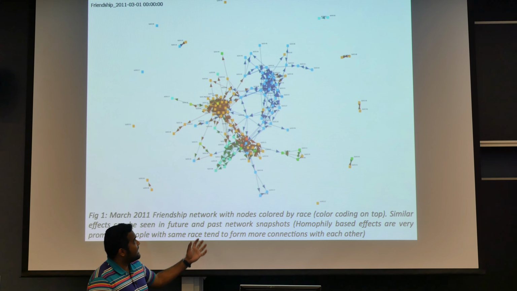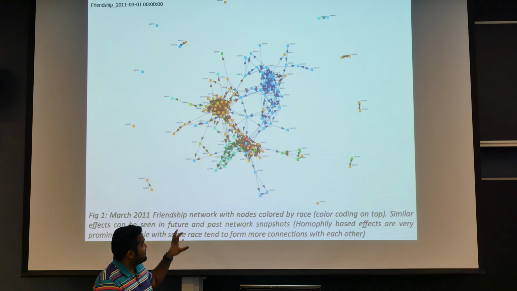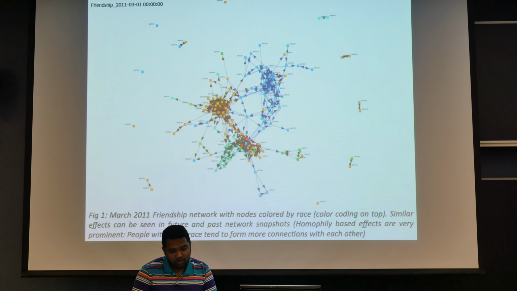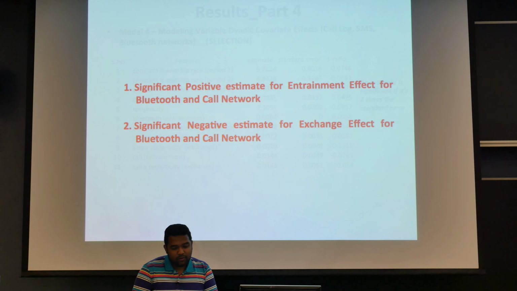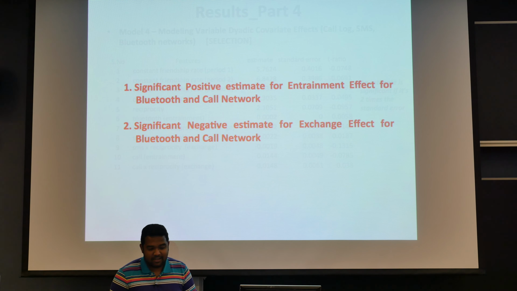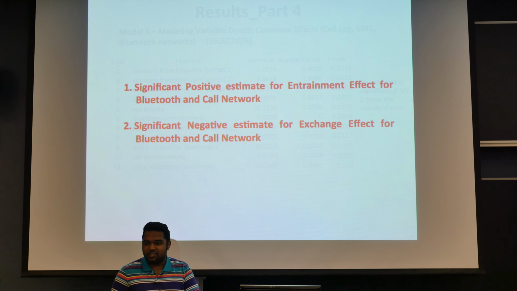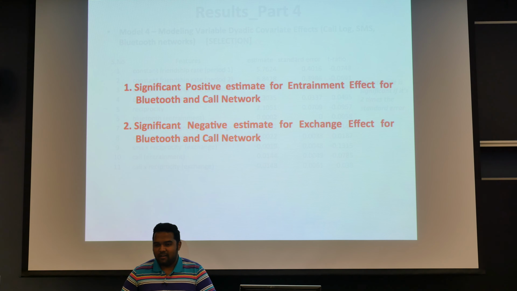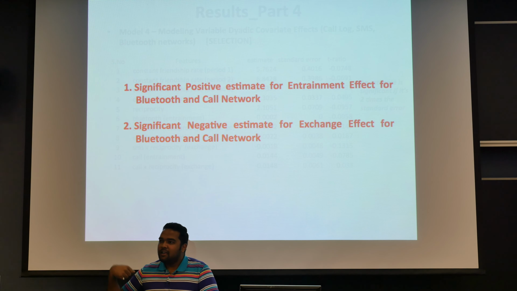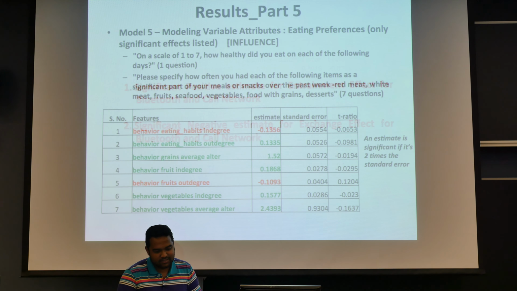For an example, this is a picture showing the homophily effect for race, where we can see different clusters of different races, and there is a strong tendency for homophily. Fourthly, we look at the dyadic covariates, that is the Bluetooth, call log and SMS networks, and we find that there is a significant positive estimate for entrainment, while a negative estimate for exchange. This means that if I is in close physical proximity to node J, it's more likely that I reports J as a friend in the friendship network, but not vice versa. A similar pattern holds for the call log network, but there's no significant effect for the SMS network.